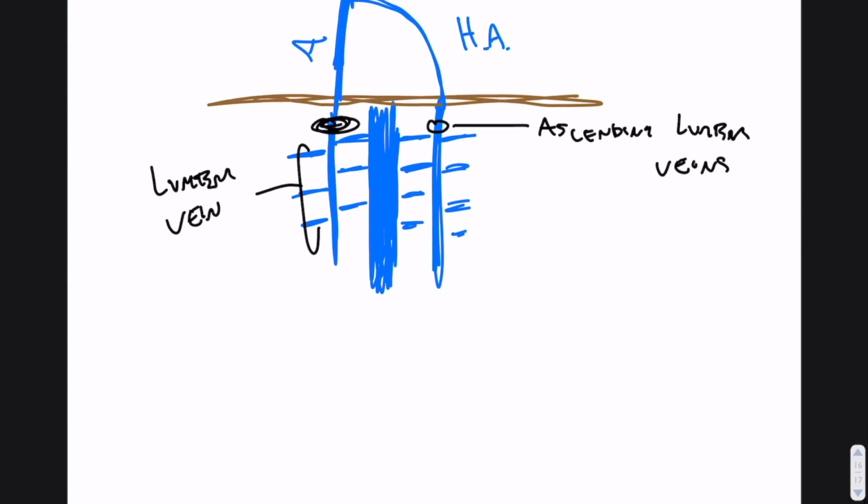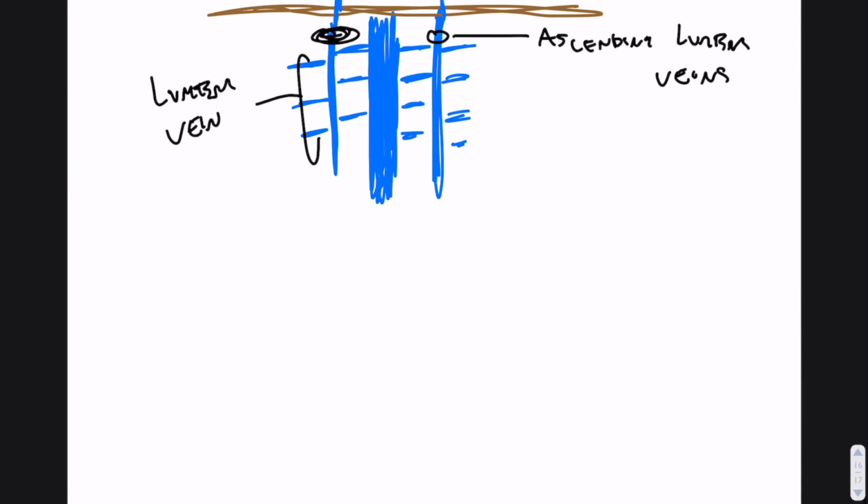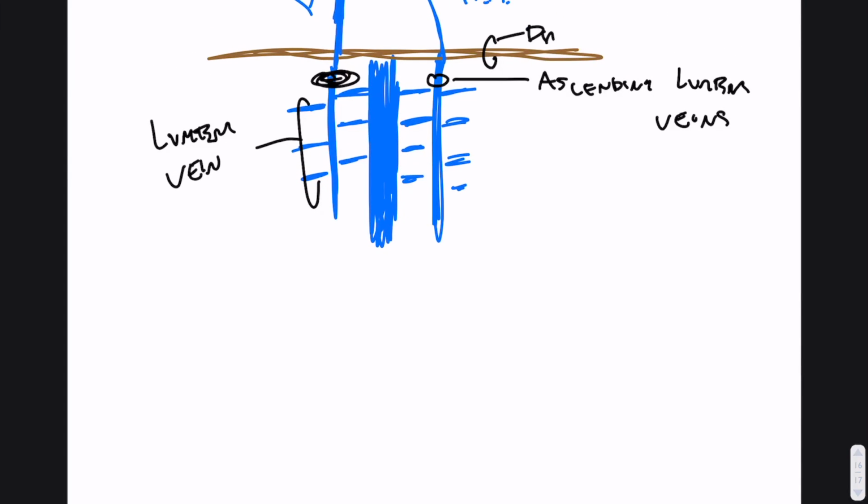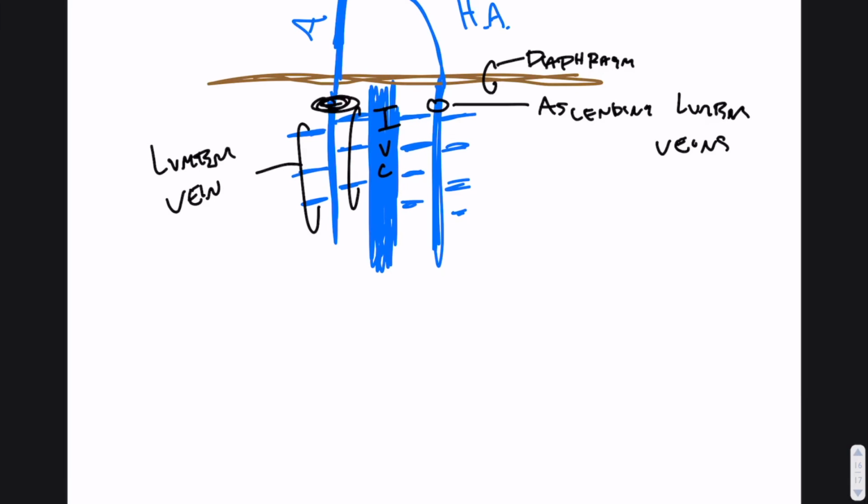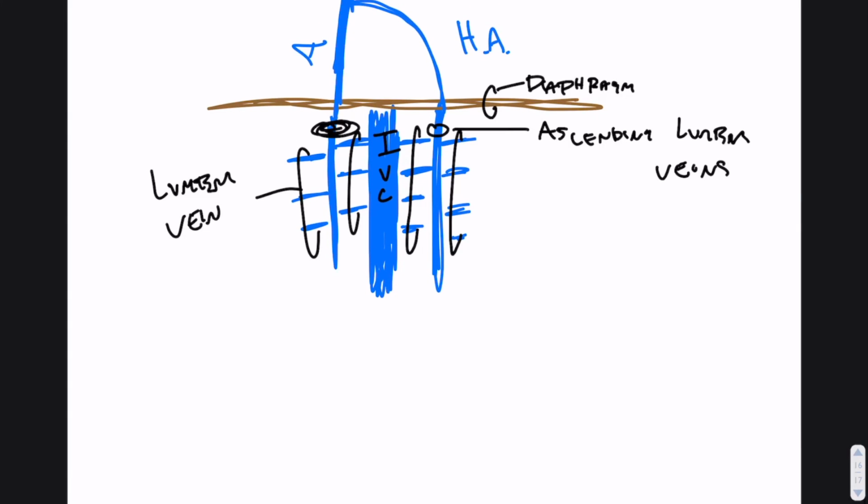And then when we look at the drainage, this brown line here, that's the diaphragm. So we're separating the thorax from the abdomen. Here's the inferior vena cava. We have lumbar veins here and here, here. Those are all lumbar veins. But then we have these ones here and here, which are going up. The blood is actually going up like this, or it can go up like this. Veins just want to get blood back to the heart. It doesn't matter which way it goes. They're not trying to give oxygen, so it's not super important. Those are called ascending lumbar veins.